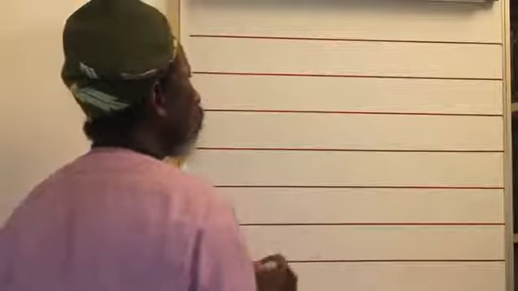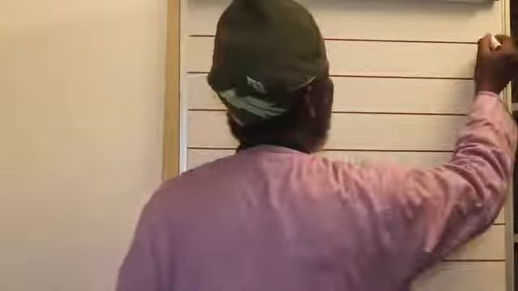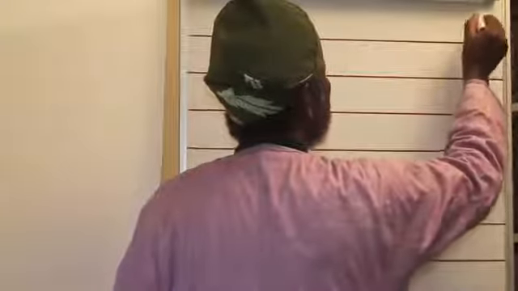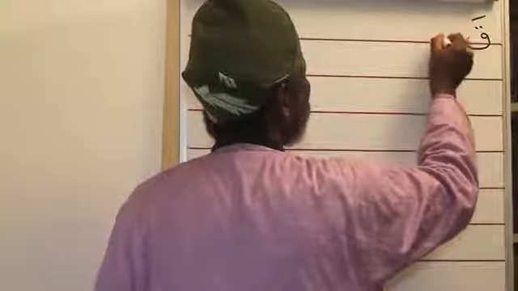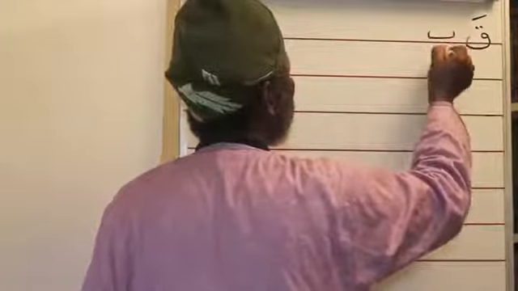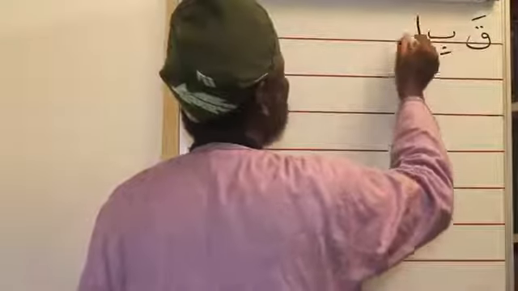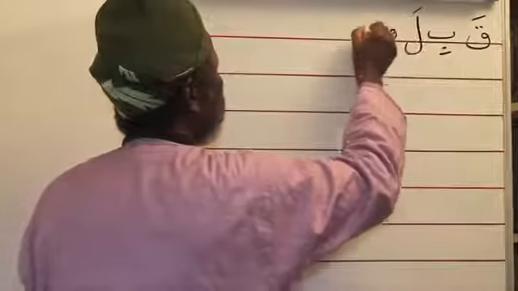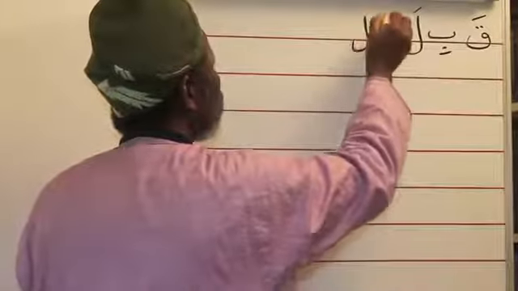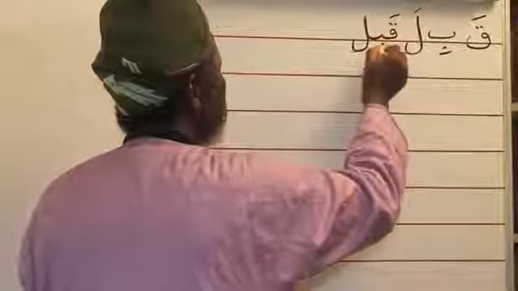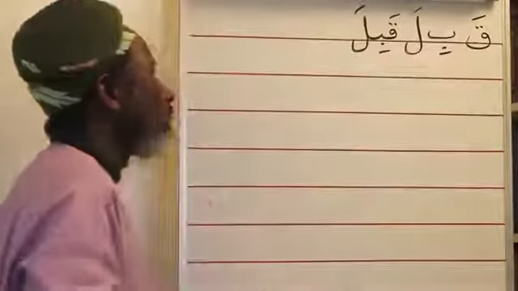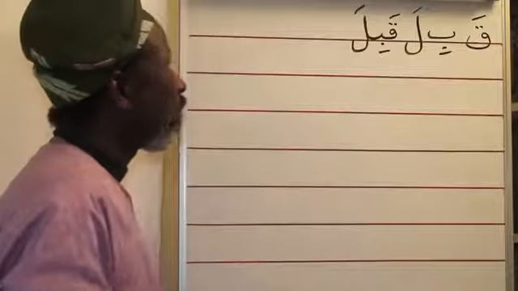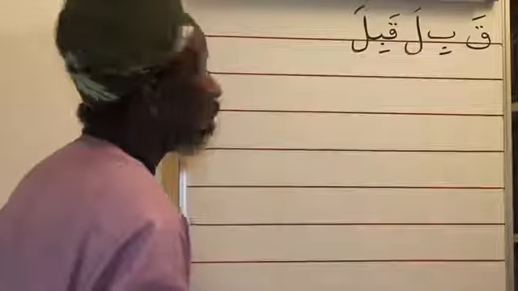Qaf. So qaf, the beginning will be qabila. Qa, bi, la. Qabila. Join. Qa, bi, la. Qabila. Let's now do qaf in the middle. Faqada.